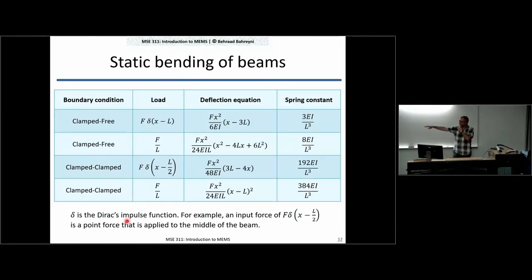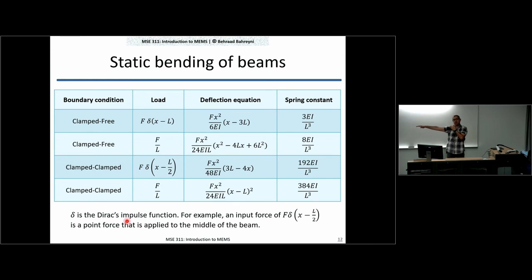So clamp free is the cantilever that we've discussed so far, and you've seen that solution already. But clamp free with a distributed load will give you a different deflection equation. It will be less, right? If you distribute the same amount of force on that beam, you expect a smaller amount of deflection, just because the force that is close to the base is going to affect this beam less than a force that is applied close to the tip of it.